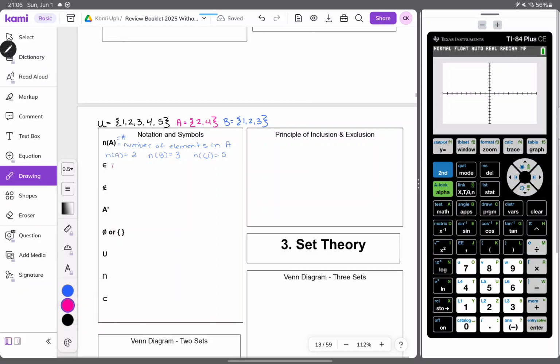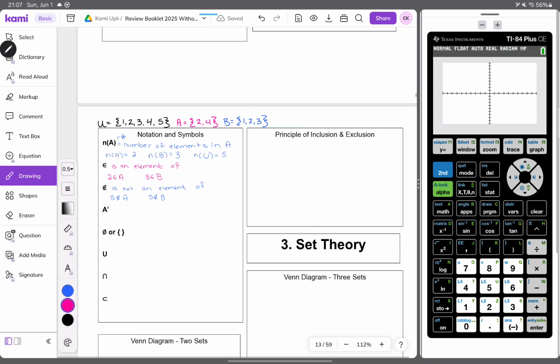This one means is an element of. So I could say 2 is an element of A. I could say 3 is an element of B. When we put a line through it, we'd say is not an element of. So I could say 5 is not an element of A. I could say, same thing, 5 is not an element of B.